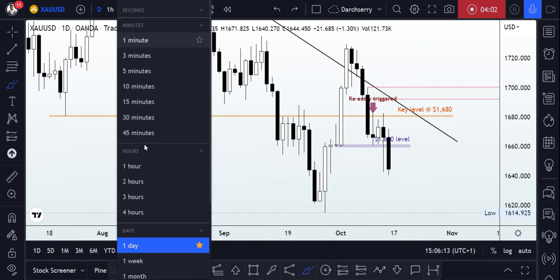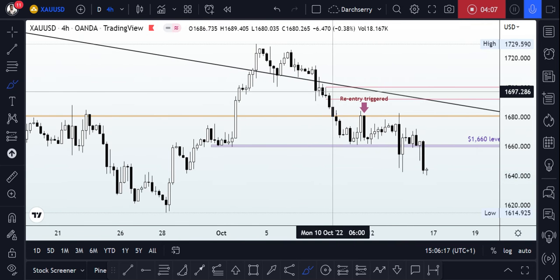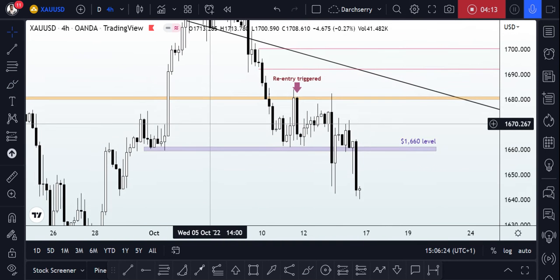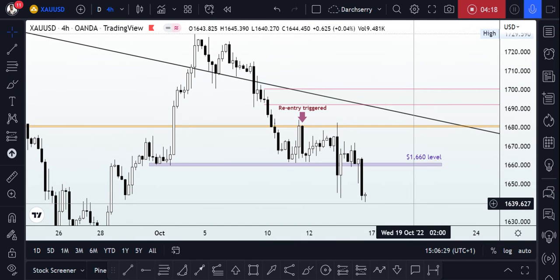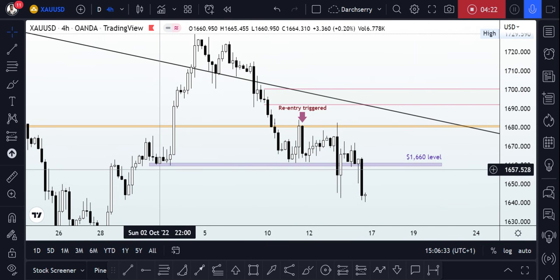Well, let's scale down to the 4 hours time frame and let's see what's happening on the 4 hours time frame. And yeah, we are on the 4 hours time frame now. And another structure that I needed to identify here on the 4 hours time frame is the $1,660 level. And look at what has been happening with this level prior to last week's trading session.